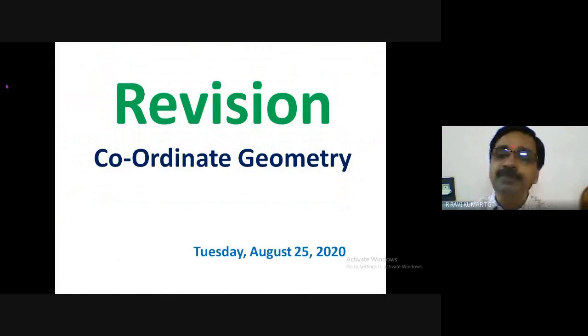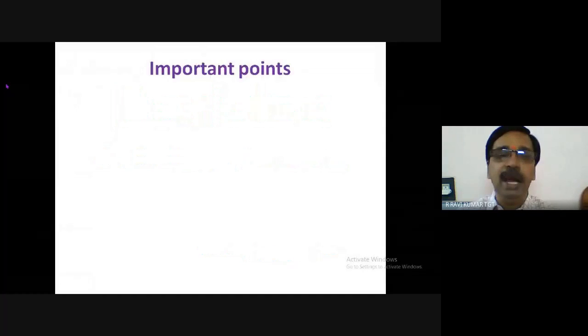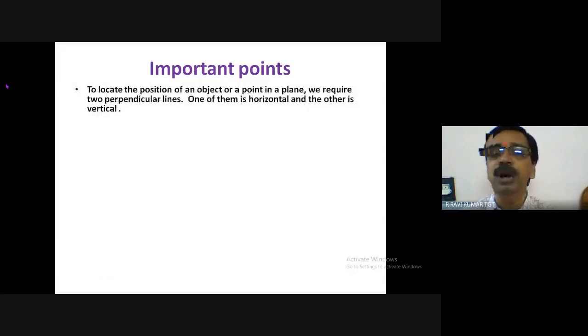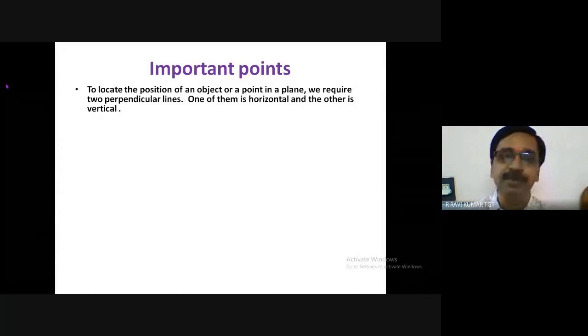Revision - Coordinate Geometry. Some important points, as we already discussed. To locate the position of an object or a point in a plane, we require two perpendicular lines.